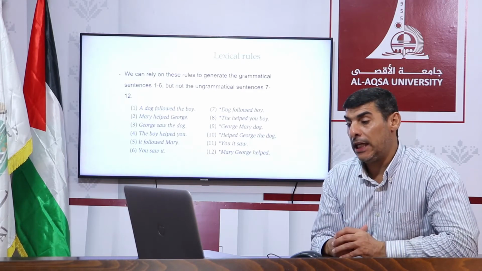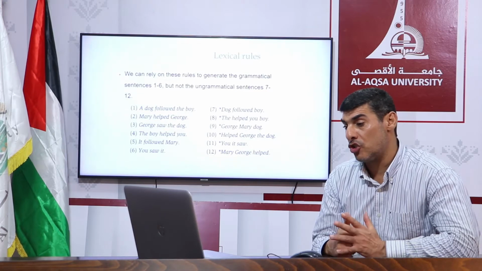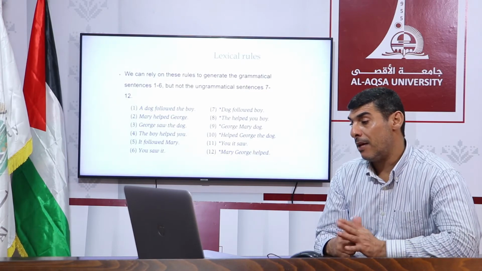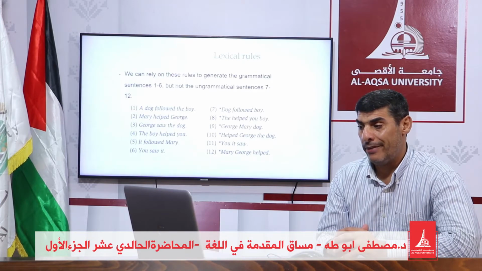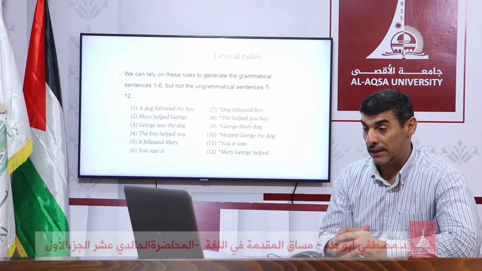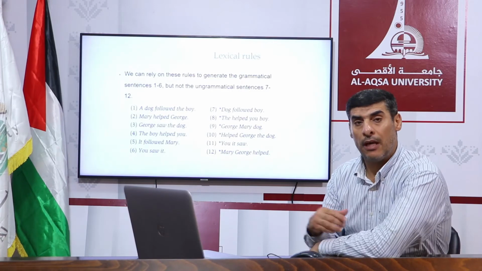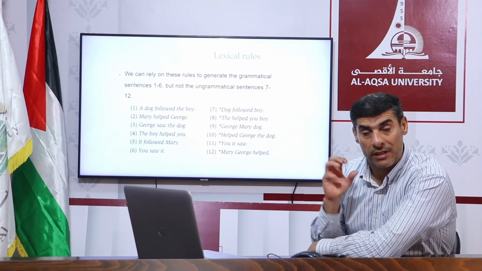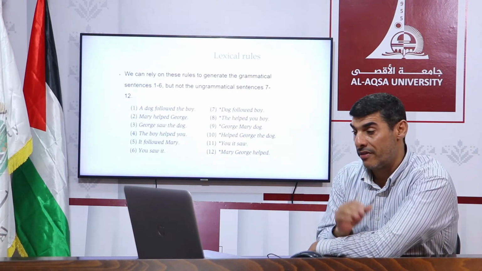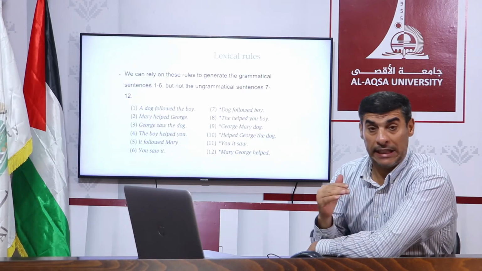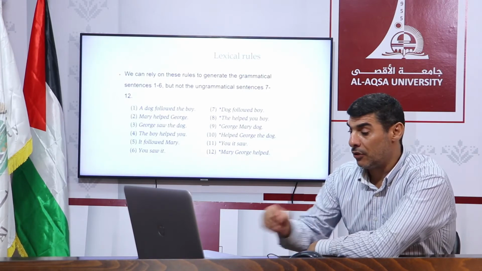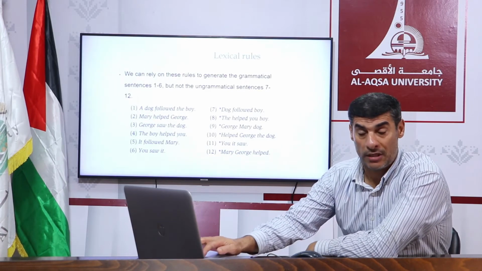Number 2, Mary helped George. Number 3, George saw the dog. But at number 9, can I say Mary, George, dog? Mary, dog saw? Absolutely not. If you just look into the examples, you will get to know whether this is acceptable or unacceptable. Okay, what enables you to do this? It is your linguistic competence, or your linguistic knowledge.